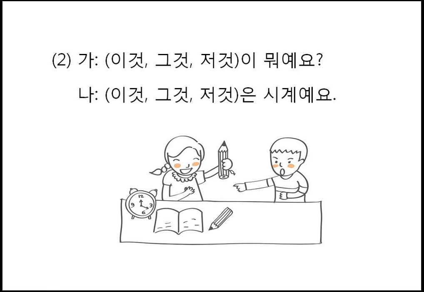Then, here's a clock. This clock is far from the speaker and close to the listener. Okay? In that case, 그것이 뭐예요? Again, what is it? 그것이 뭐예요? And she might answer, 이것은 시계예요.